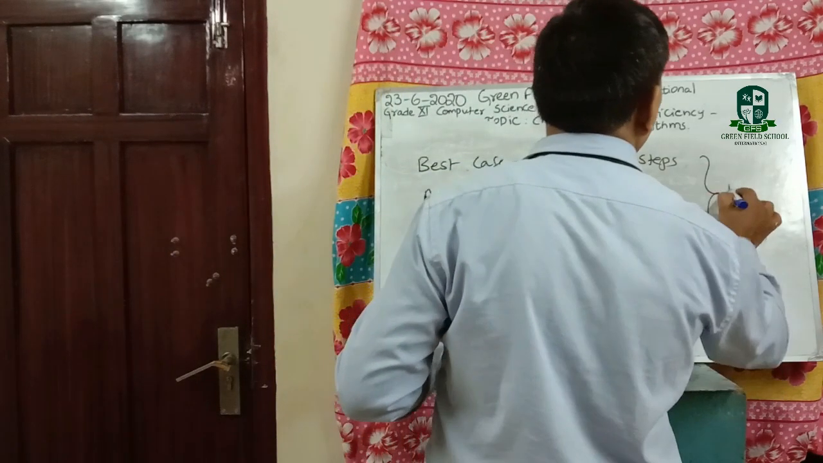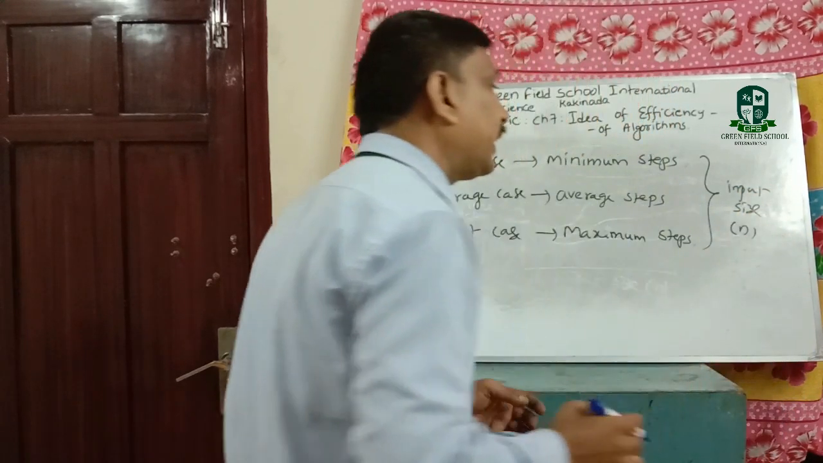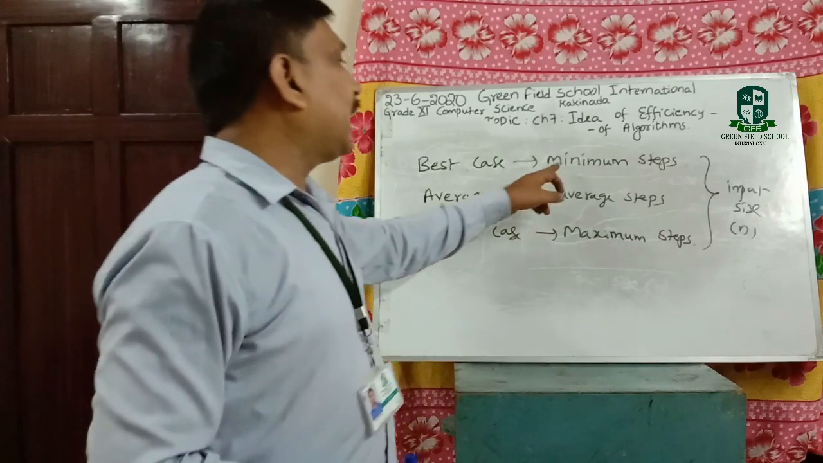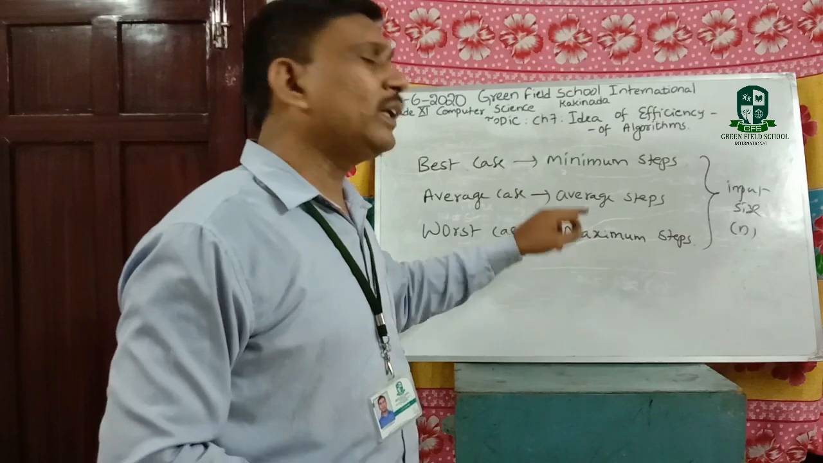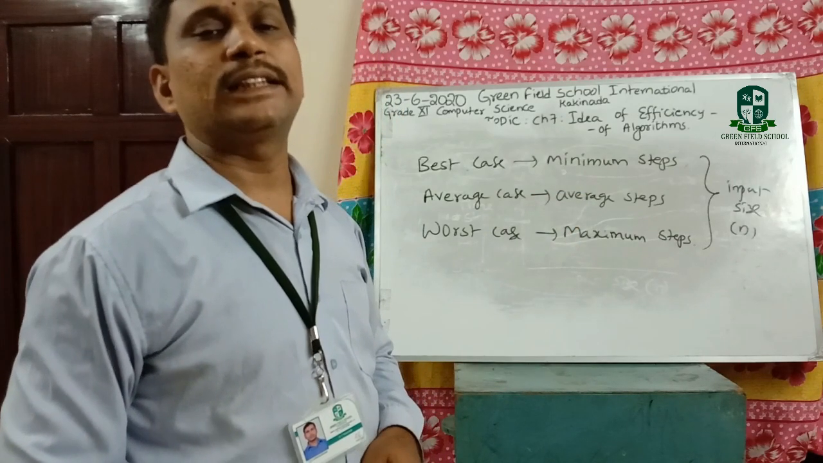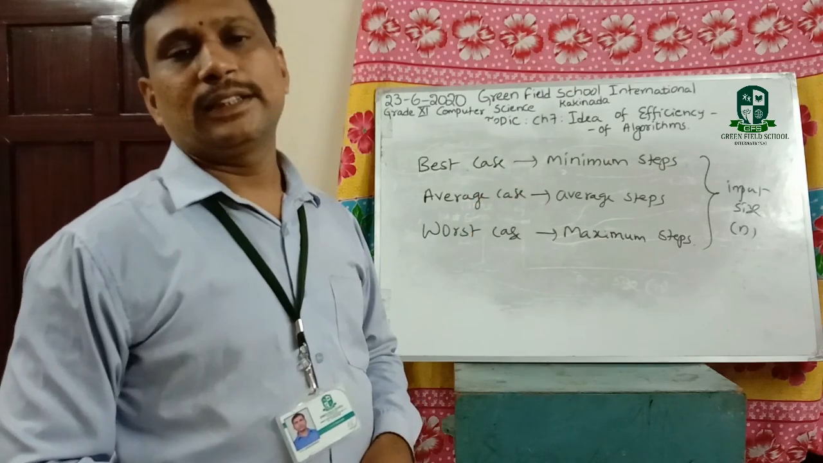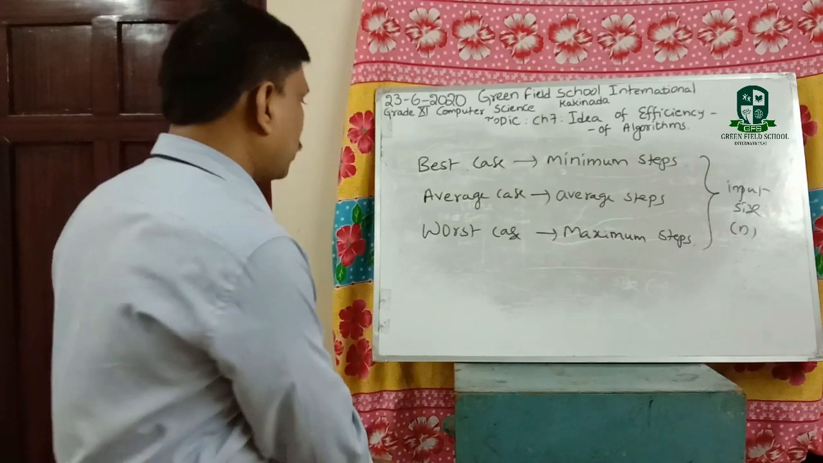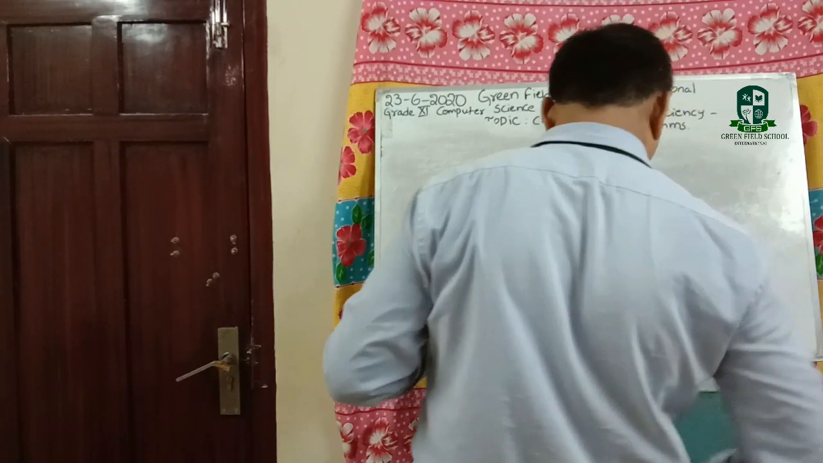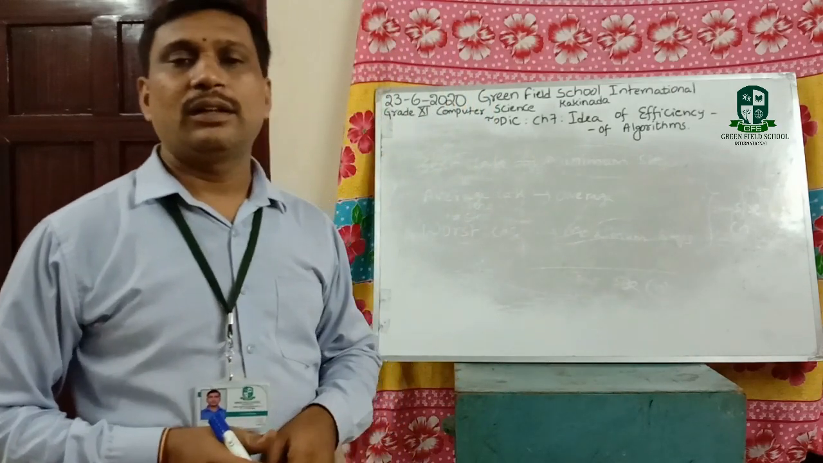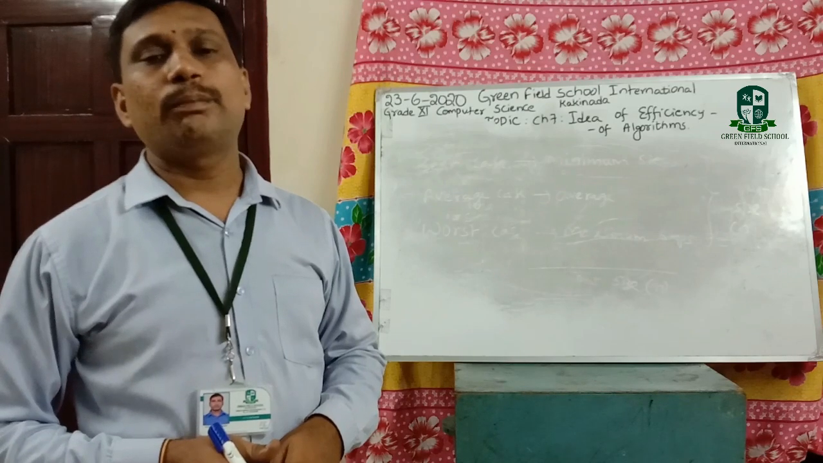In all these cases our input size is n. When we take input size n, we calculate it as a function of n. So minimum steps, average steps and maximum steps give the best, average and worst case complexities. So consider an example: how to calculate the time complexity of a program.